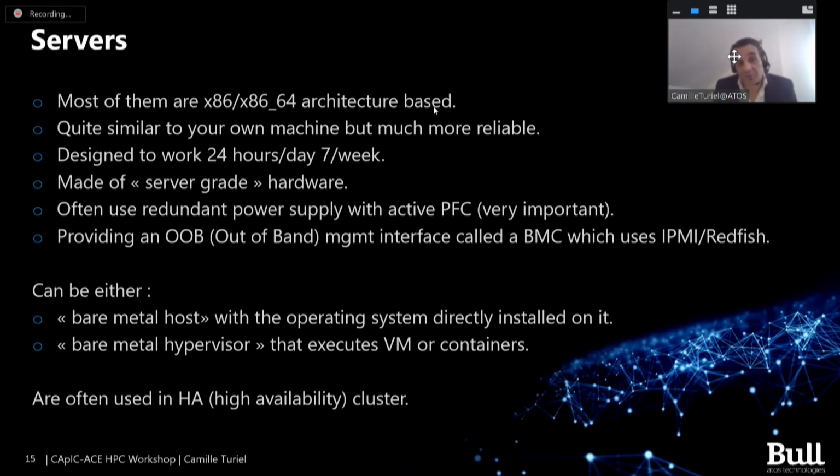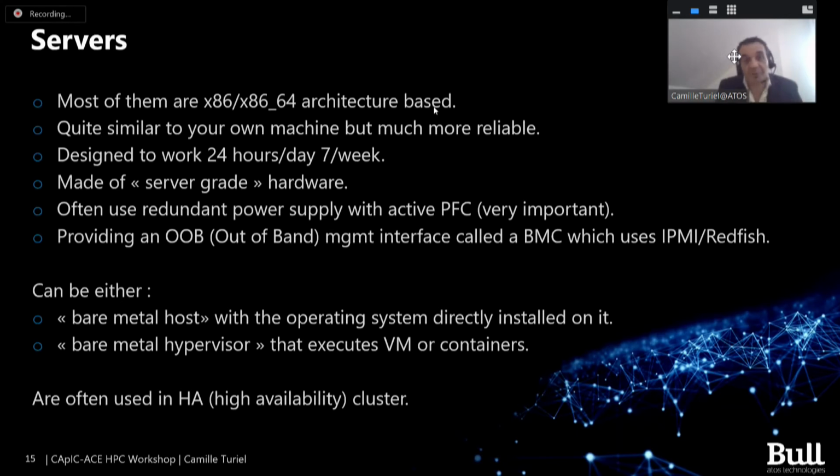They are quite similar to your own machine, but much more reliable for sure. They are made of server-grade hardware, especially capacitors and power regulators. Also, they can handle multiple processors and a lot of memory. They are not using the same kind of memory; they are using registered memory specific to servers, which is error fault tolerant, among other differences.